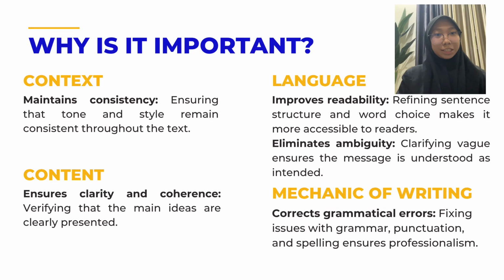To wrap up this presentation, why is it important to edit and proofread according to these 4 things? The first is context, to maintain consistency, ensuring that tone and style remain consistent throughout the text. The next one is content, which ensures clarity and coherence, verifying that the main ideas are clearly presented. Next one is language, to improve readability and eliminate ambiguity so the message is understood as intended.